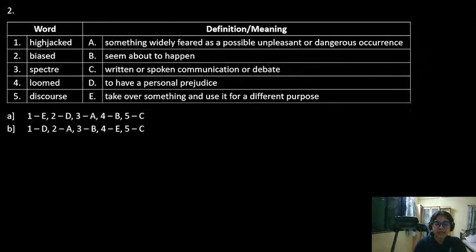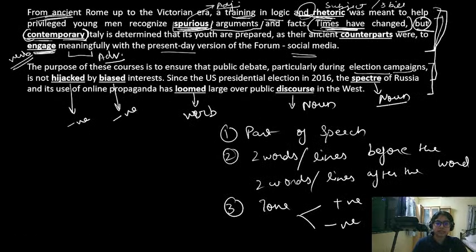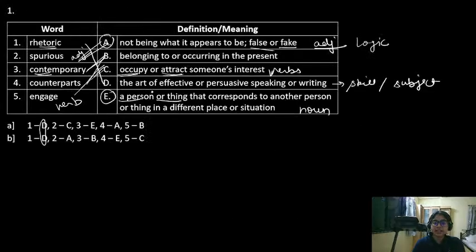Okay, first was hijacked. Hijacked was, as we saw, something negative. So let us look at all the words. Something widely feared as a possible unpleasant or dangerous occurrence. Okay, let's quickly also understand the part of speech of hijacked. Hijacked is in 'not hijacked by biased interest'. They don't want this to happen to them. So this is obviously a verb because they don't want this particular activity to happen in their campaigns. So hijacked is a verb now.